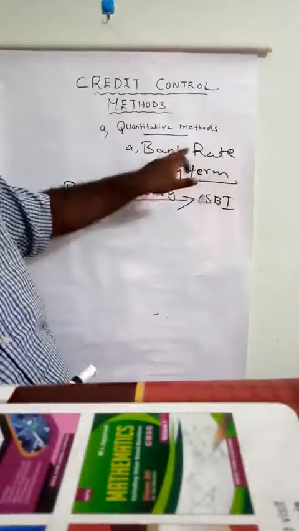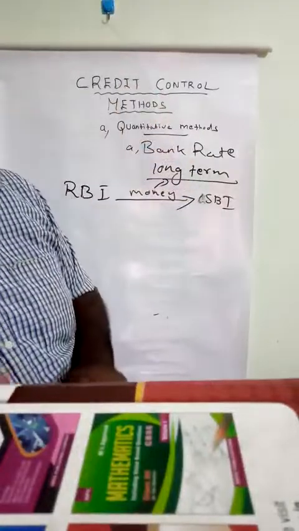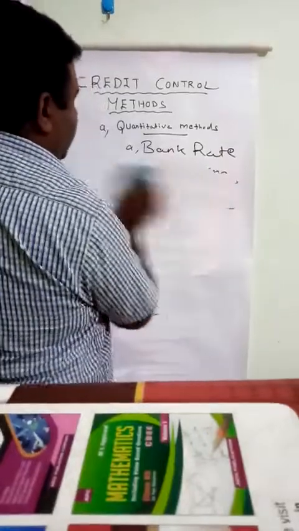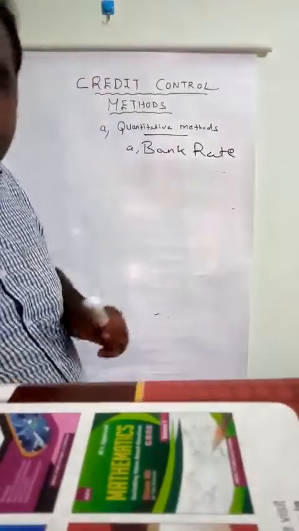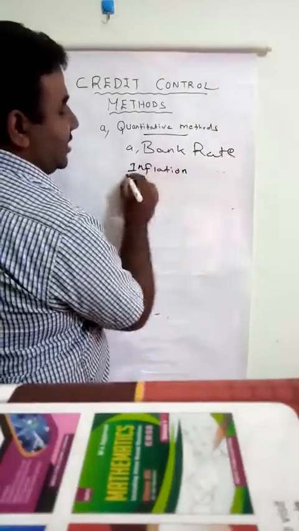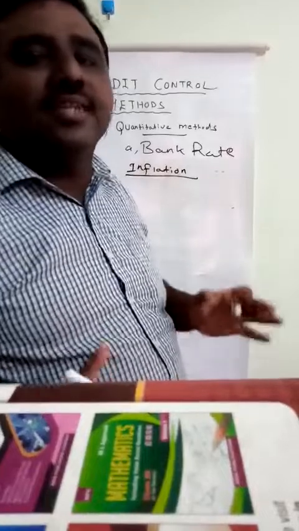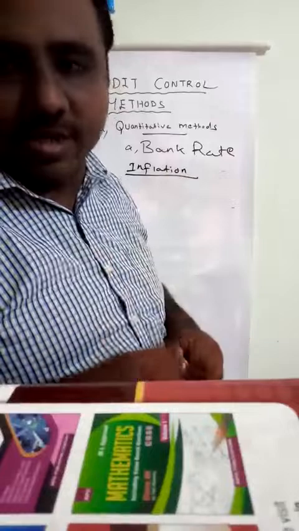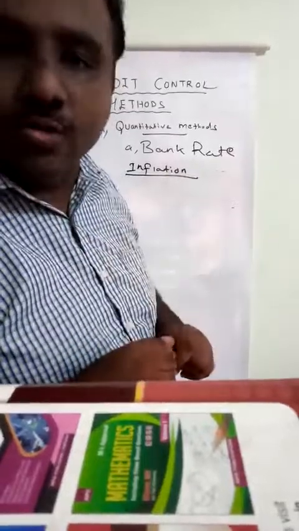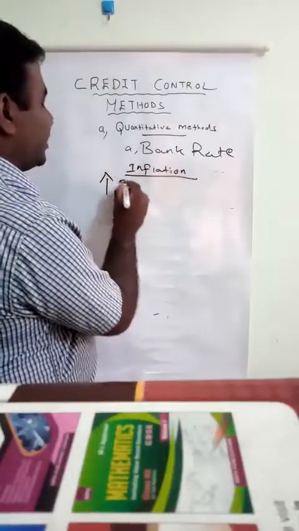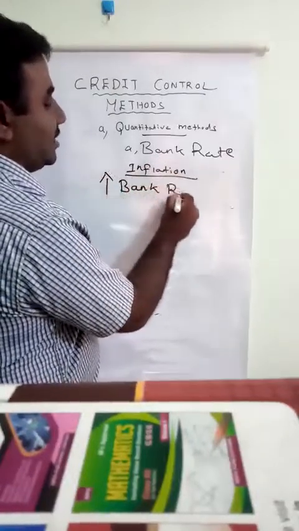Apart from the definition, you must know how bank rate controls credit. Suppose inflation happens in the economy. Inflation means a general rise in the price level. All the prices are rising in the economy for every commodity. Then what will the central bank do? At the time of inflation, the central bank will increase the bank rate.